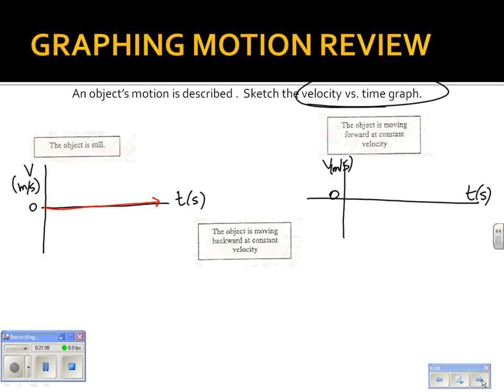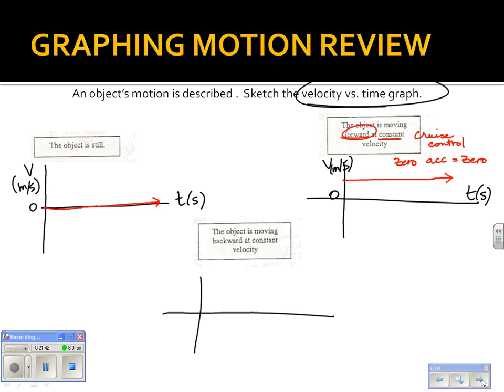This one, we have the object is moving forward at a constant velocity. Well, constant velocity means that it's on cruise control. And it's not accelerating, so this graph isn't going to have any slope. So this is going to be 0 acceleration, which means 0 slope. And it says it's moving forward. Since it's moving forwards, it's a straight line in quadrant 1.